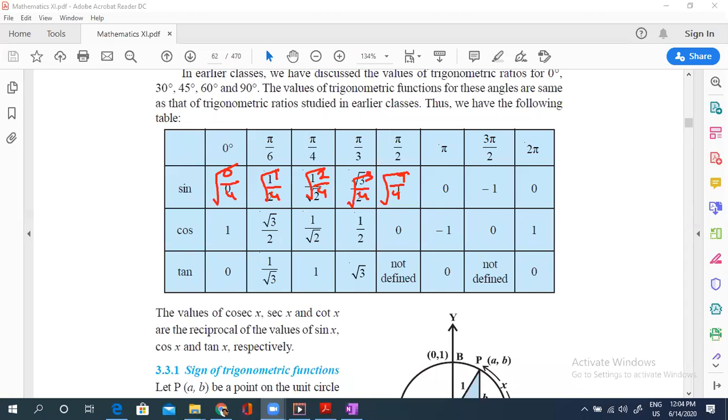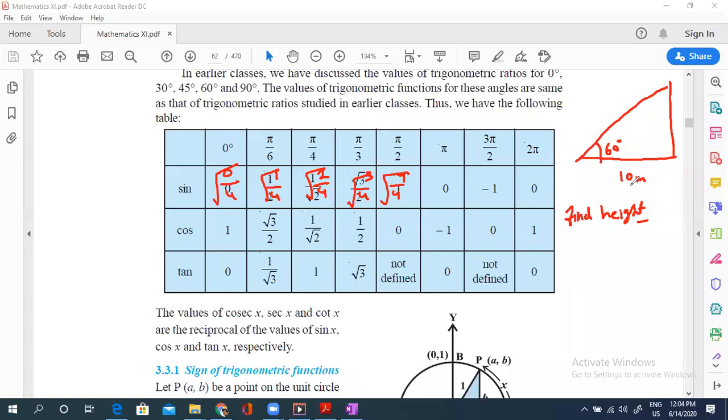Okay. So how is the problem asked? So the problem will be asked like this, right? Just try solving this. So this angle is 60 degree, right? Length of base is 10 meter. Find height. Solve this. Okay.